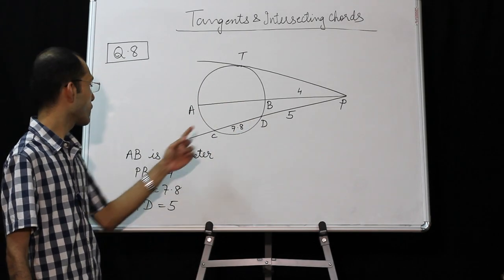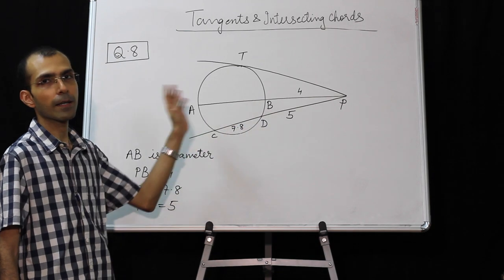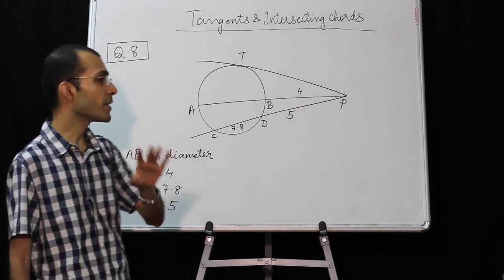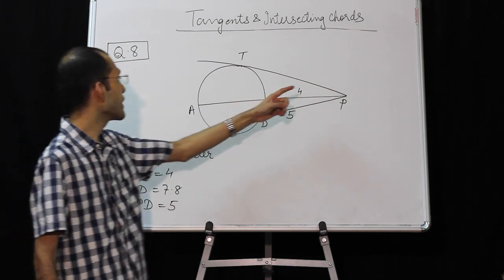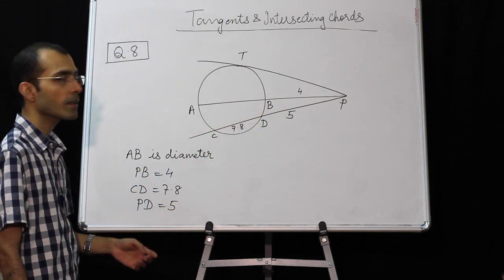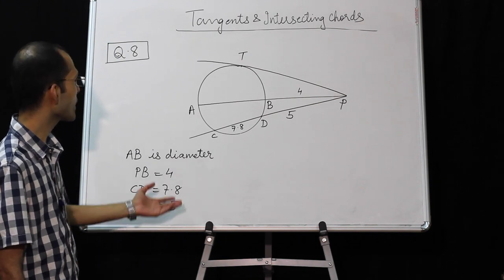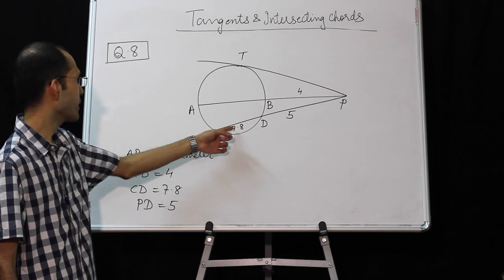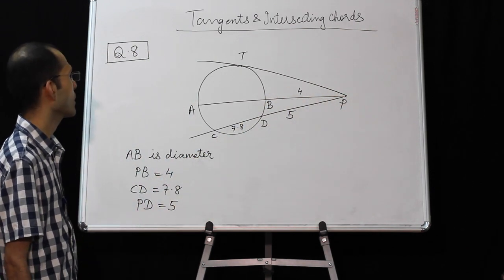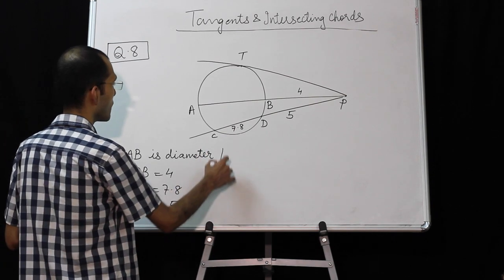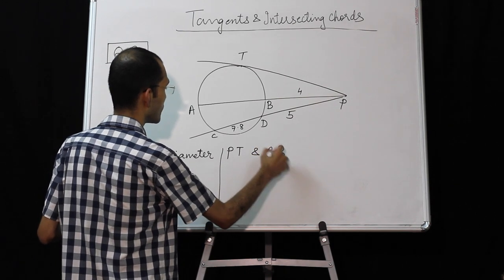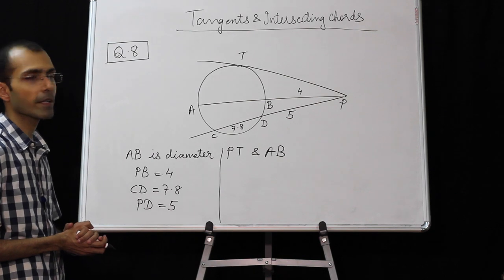A circle with AB as the diameter. PT is a tangent. It is given. AB is a diameter. PT is the tangent. And then this PC would be the secant. Measurements are given. CD is 7.8. PD is 5. And PB is 4. We need to find PT and AB.